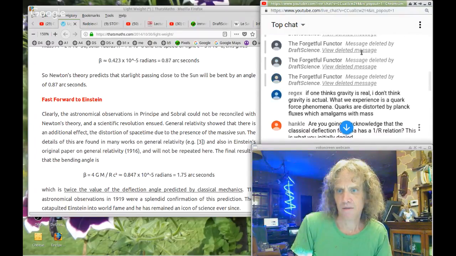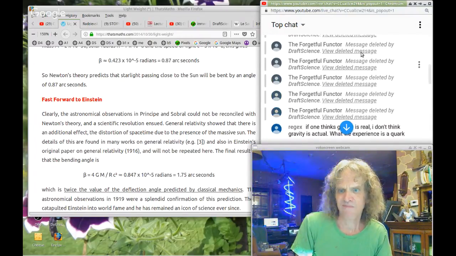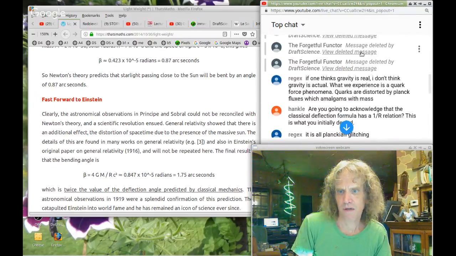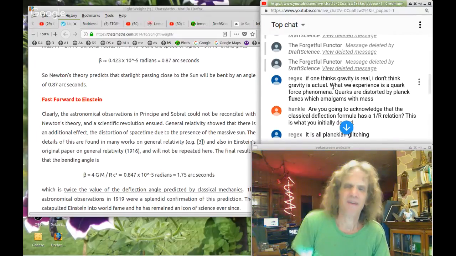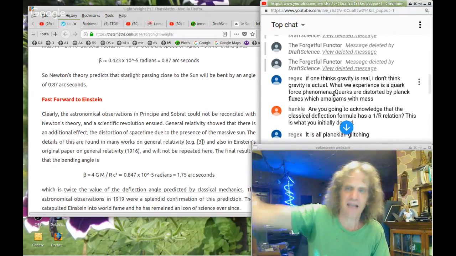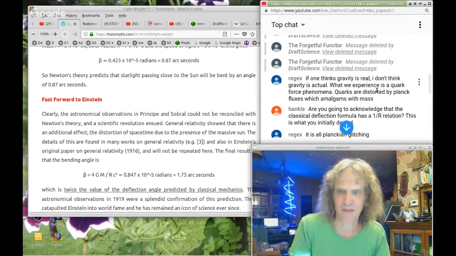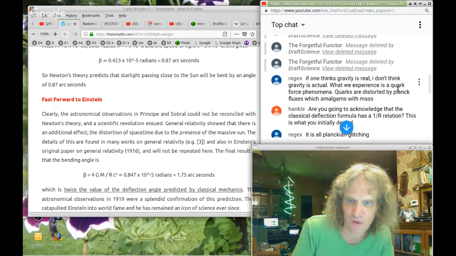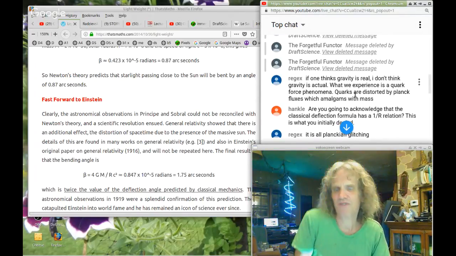Let's see if there's anything else here. Love this. Okay, now we're done with that. If one thinks gravity is real, oh, another idiot. I don't think gravity is actual. Then why don't you just go fucking suck Sasquatch's dick or something, then, you stupid idiot. What we experience is a quark force phenomenon. Oh, just make up some kind of crap. Okay, so you have a whole quirky theory somewhere, huh?